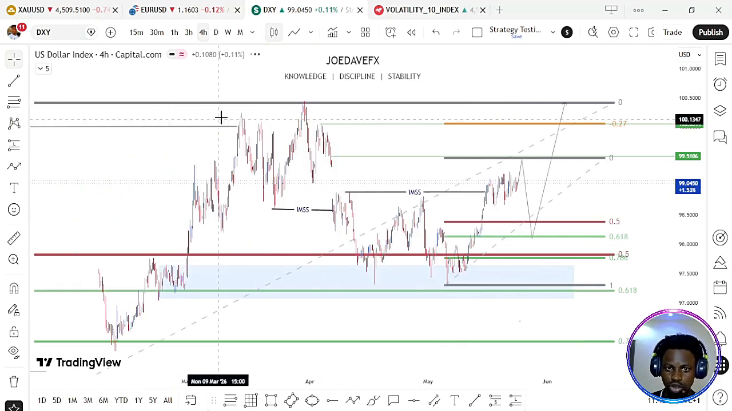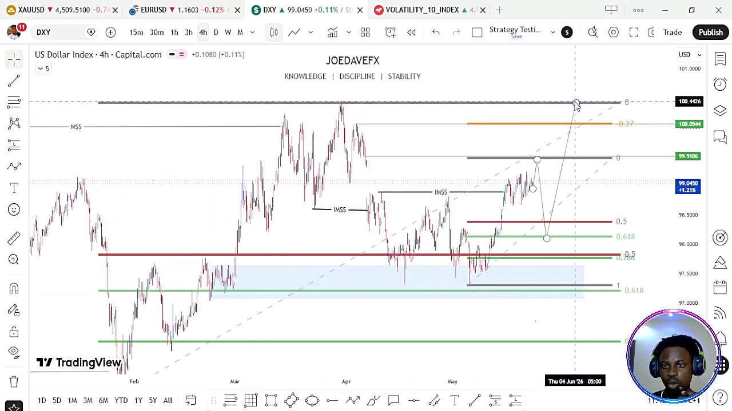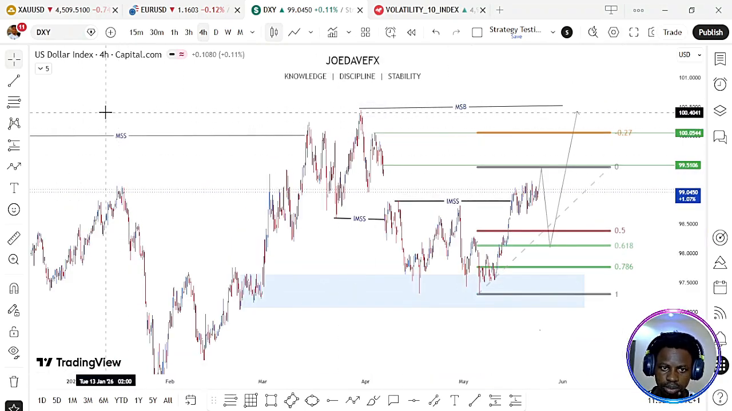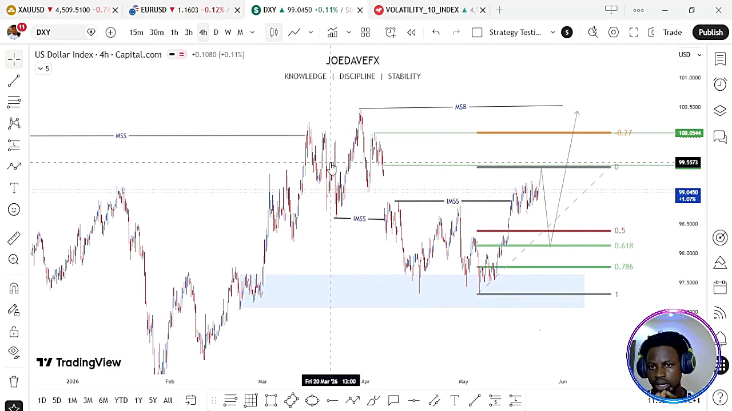If we clear this, then we are obviously coming for this high, and once we come for this, we are going to break outside of it. Now it's going to be our break of structure following this change of character we have here. And that's exactly what I'm expecting on DXY this coming week. So watch out for these pairs this coming week.